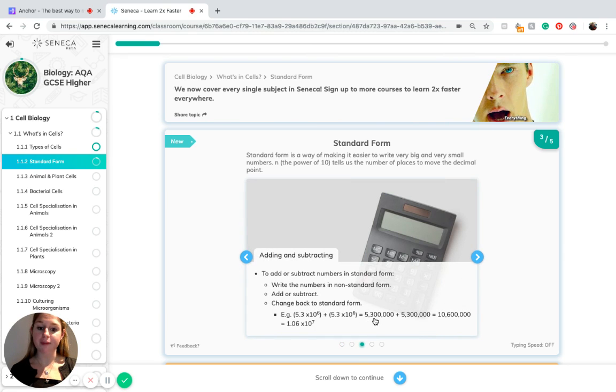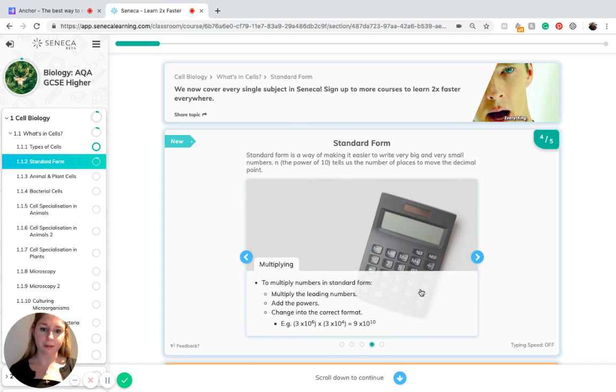So it becomes 5,300,000. And then the other number also becomes 5,300,000. If we add these together, we get 10,600,000, which we then convert to standard form to 1.06 times 10 to the 7.